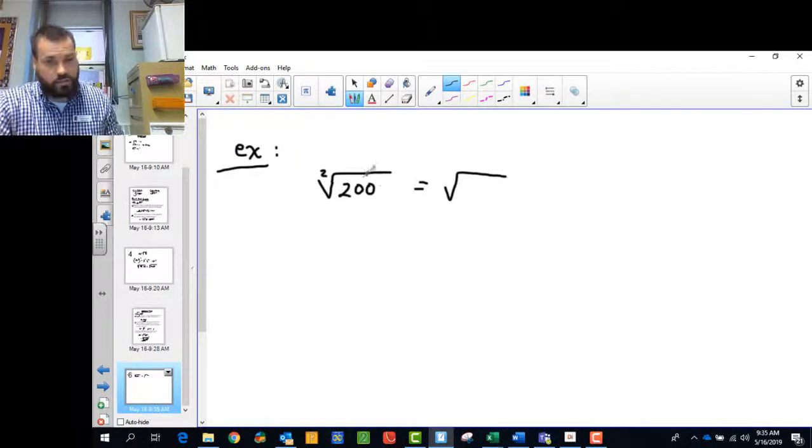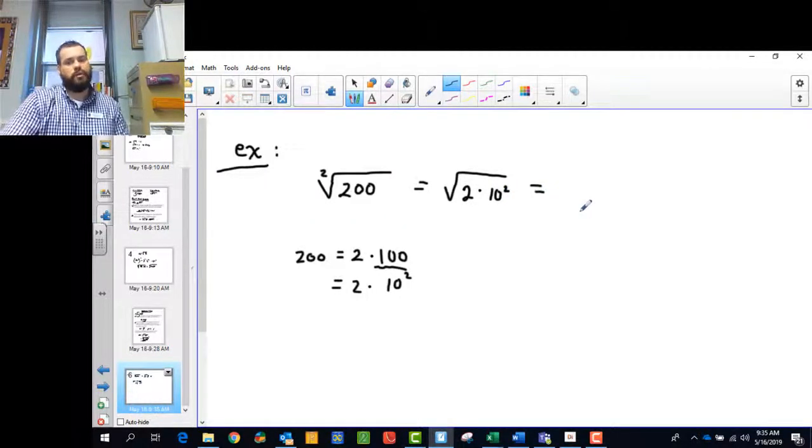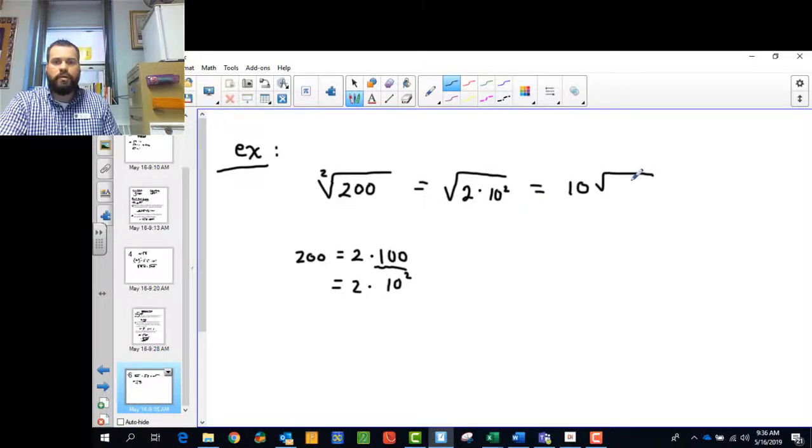I'm looking for something squared that is a factor of 200, and the biggest one that I can find. 200 is 2 times 100, and 100 can be written as 10 squared. So there's a perfect square factor of 200, and I write it like that: 2 times 10 squared. There's no variable, so I don't have to look at that second step of splitting the variable out. Then the square root of 10 squared becomes 10. So I write the base without the power now, and what's left inside is a 2.